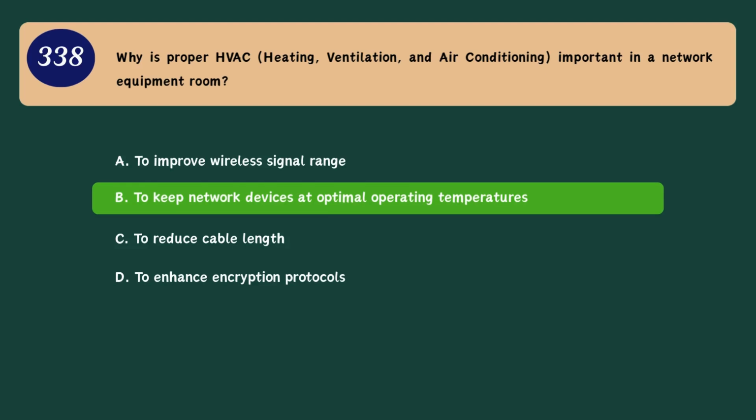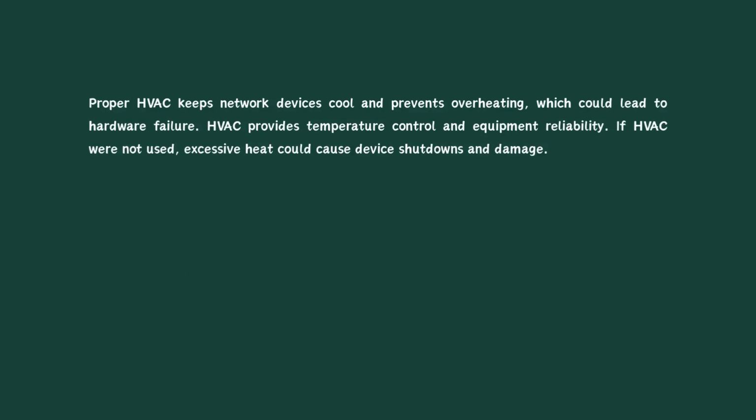Correct answer. B. To keep network devices at optimal operating temperatures. Proper HVAC keeps network devices cool and prevents overheating, which could lead to hardware failure. HVAC provides temperature control and equipment reliability. If HVAC were not used, excessive heat could cause device shutdowns and damage.